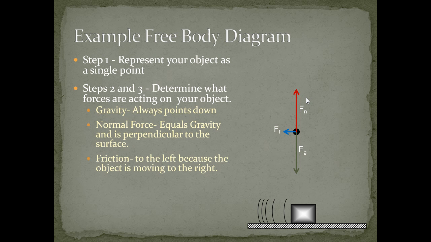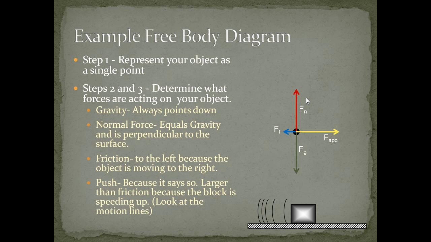Now, because the object is sliding along a surface, I know that there has to be some kind of friction. The object is moving to the right, so friction has to point to the left because it's opposite the direction of motion, but also notice that the friction vector has to be parallel to the surface. So the normal force is perpendicular, the frictional force is parallel.